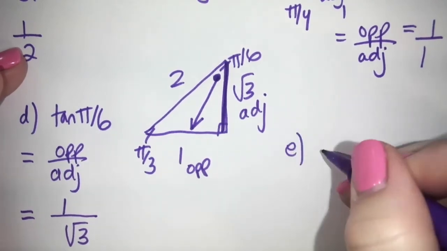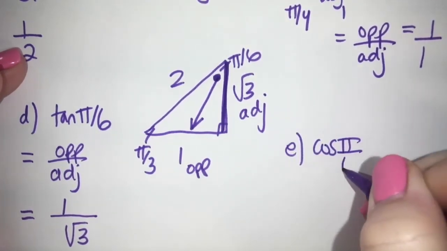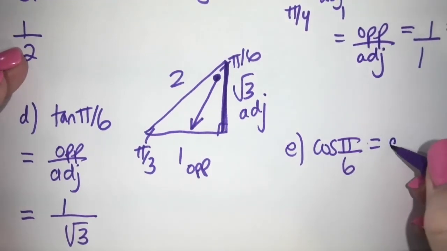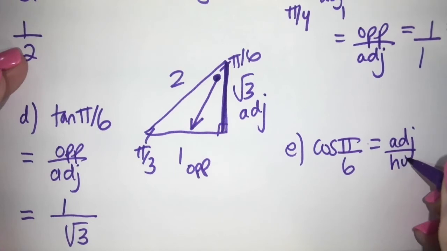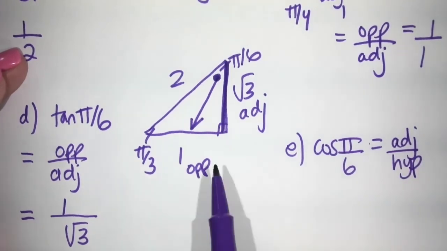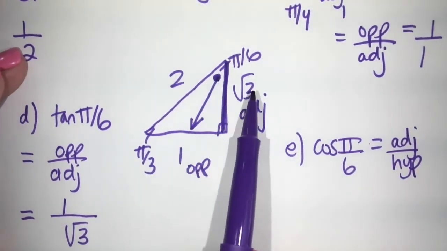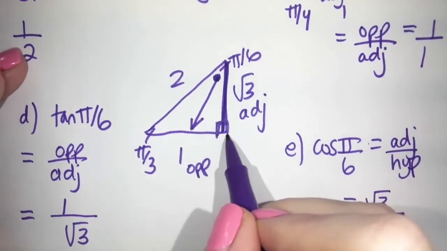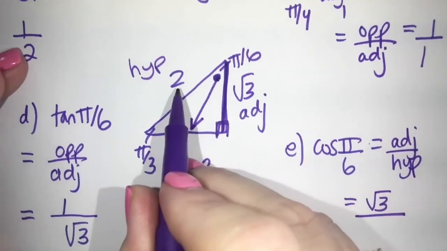And let's do one more. Cos pi over 6. So SOHCAHTOA, cos is adjacent over hypotenuse. And we've got the triangle right here. So the adjacent side is root 3. And the hypotenuse we know is always across from a right angle here. So the hypotenuse would be over here, which would be 2.